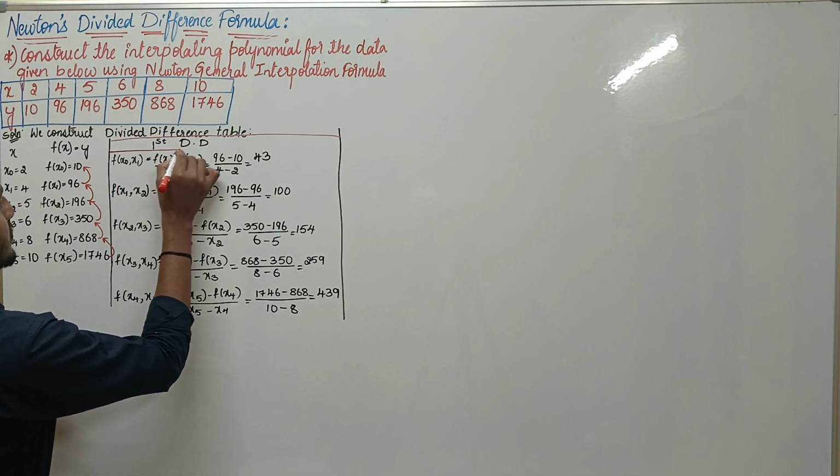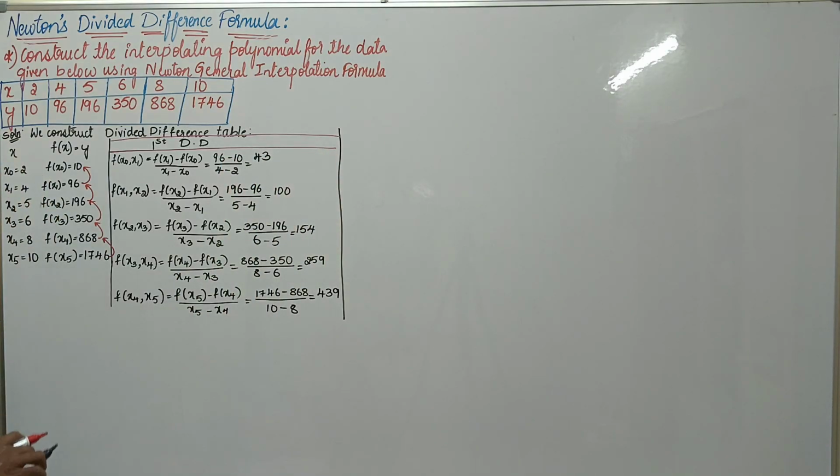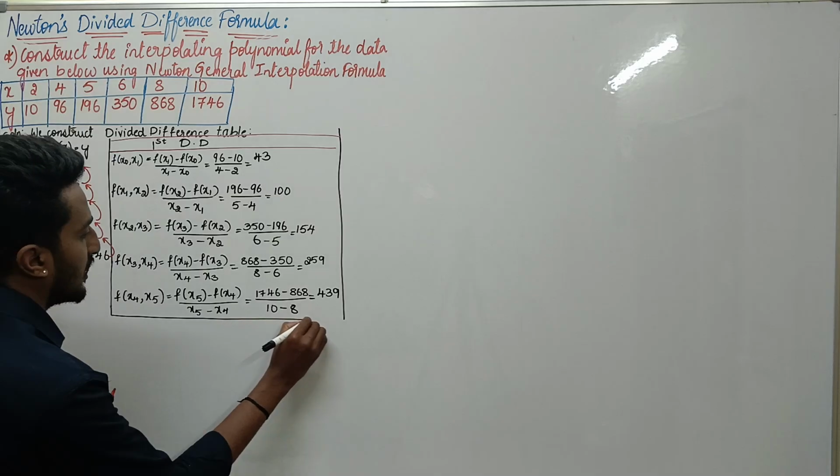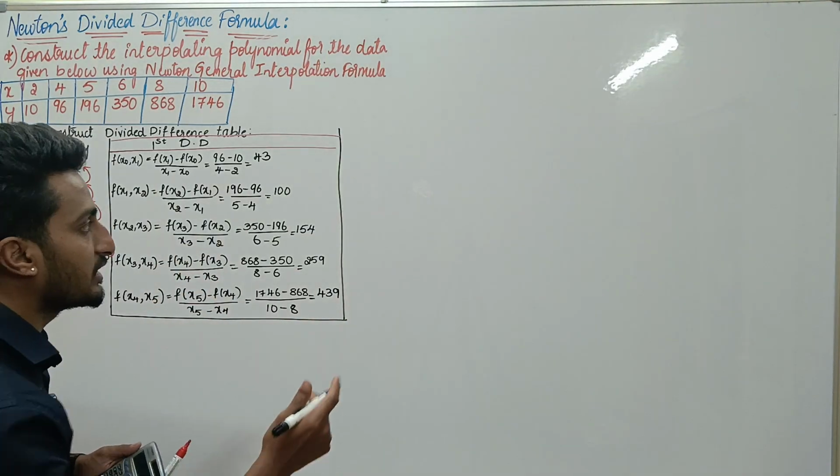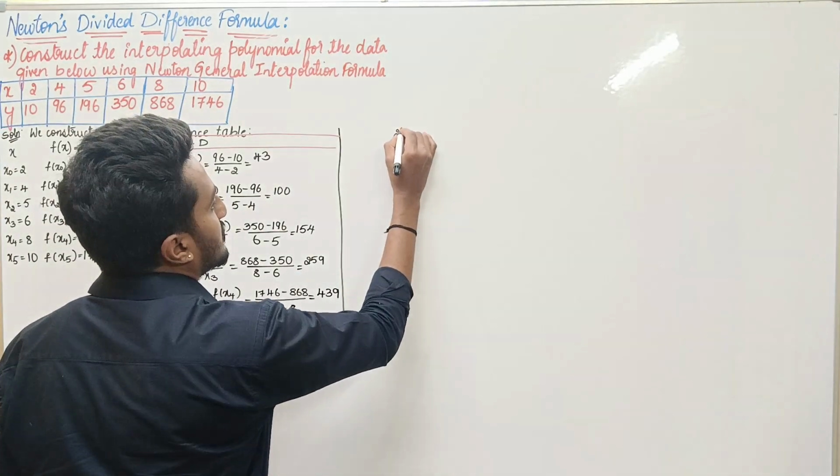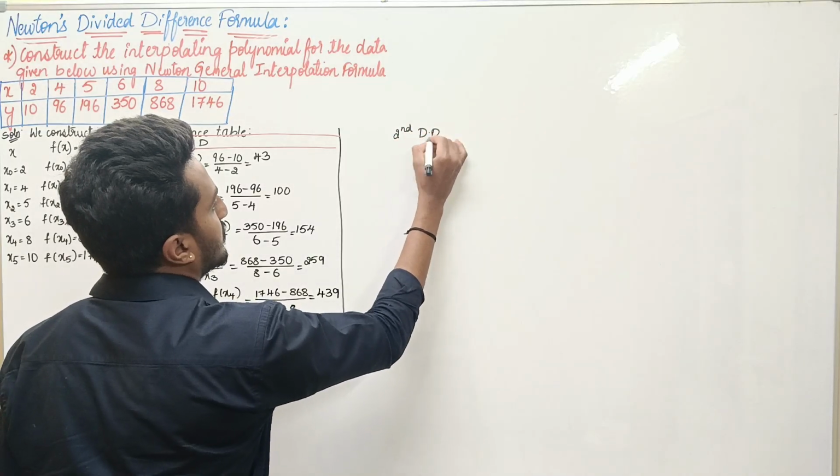Highlight the first divided difference. This is our first divided difference. After the first divided difference, I am going to consider this and represent the second divided difference. That is the second divided difference.